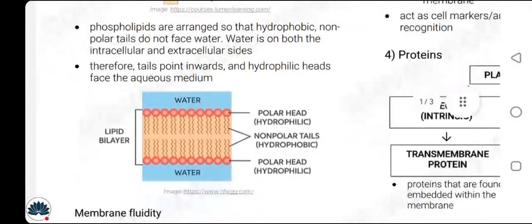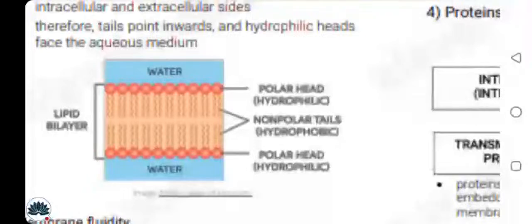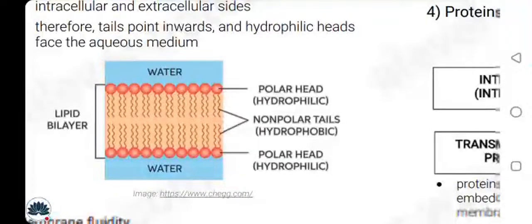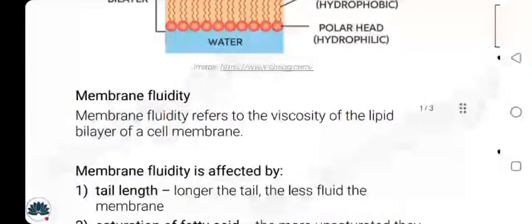As you can see in this diagram, the heads are facing towards the water. The polar heads face the water, and the non-polar tails, which are not soluble in water and are water hating, are hydrophobic. This is called a bilayer. This is the diagram you are required to keep in your mind, and it is called the lipid bilayer.